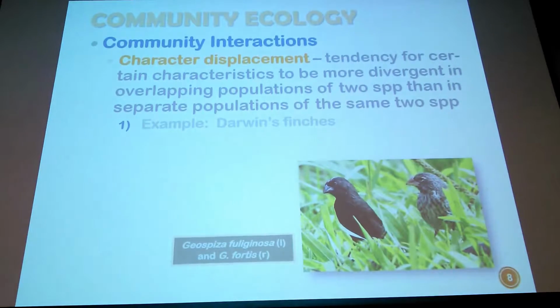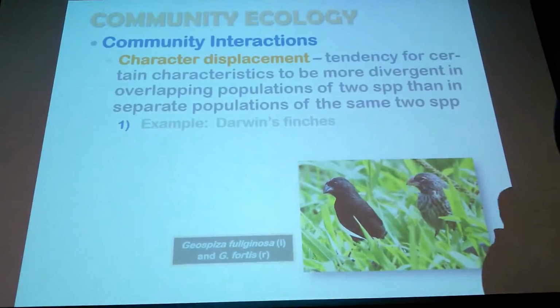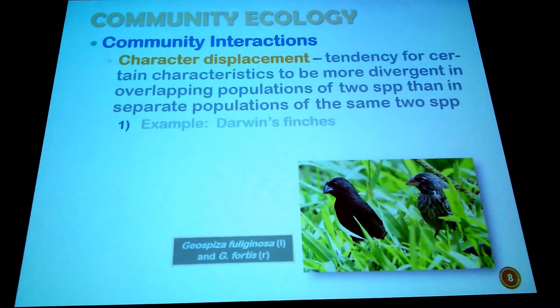So if these two species overlap, they're together. We seem to see a bigger difference in the beaks than if they're on two different areas. Character displacement. Tendency for certain characteristics like beak depth to be more divergent, more different when the populations overlap or in the same area than in separate populations of the same two species.